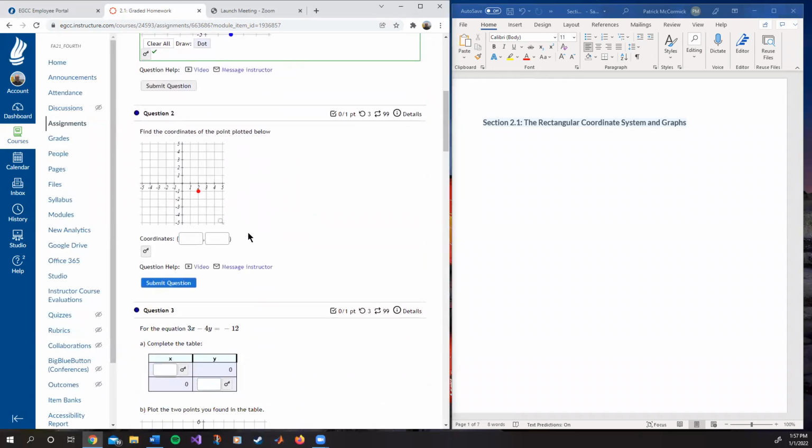All right, question number 2. Find the coordinates. This time we're going backwards. So here's the point, right there. The X value is 2. The Y value is -1. So you just have to type it in: 2, -1.